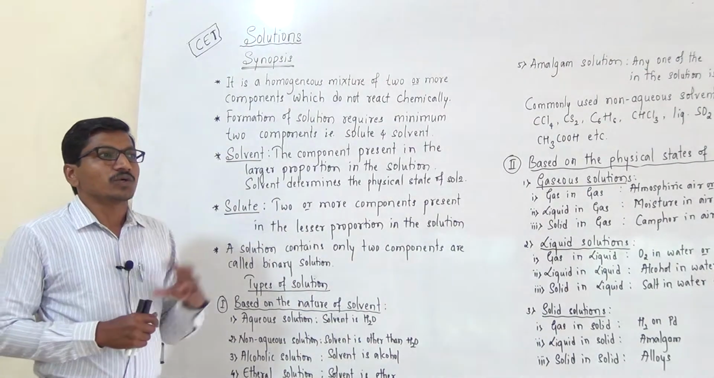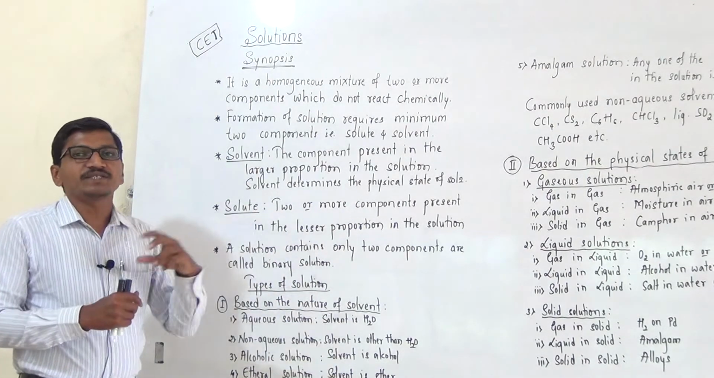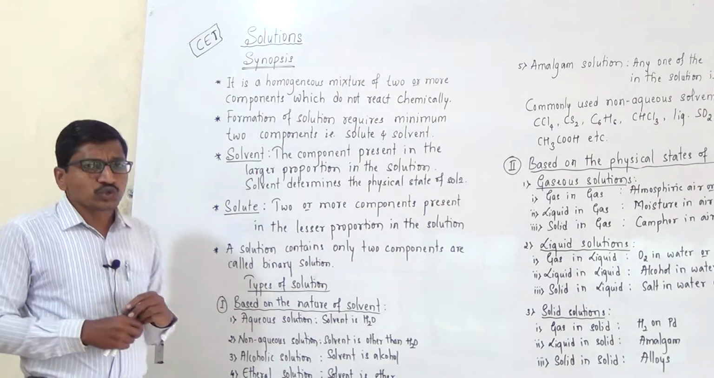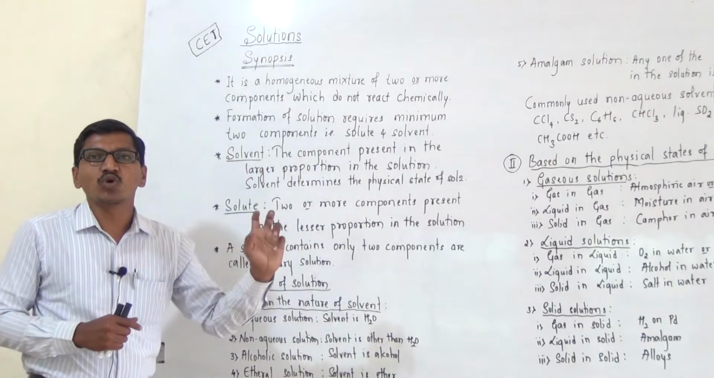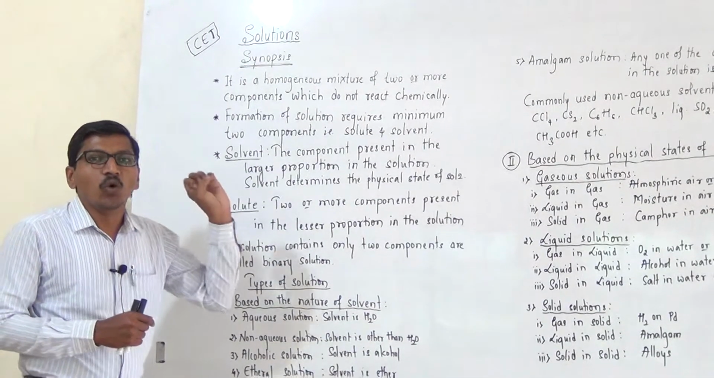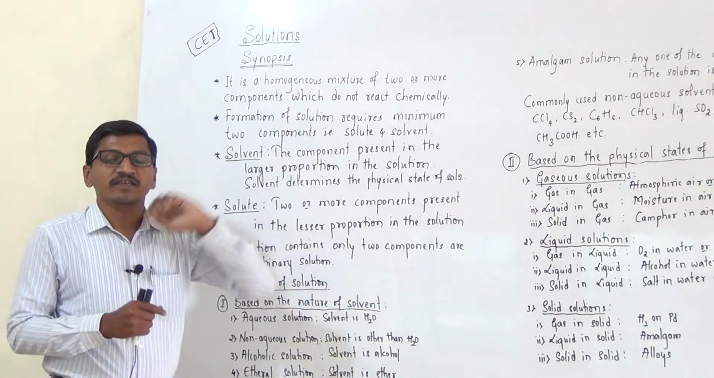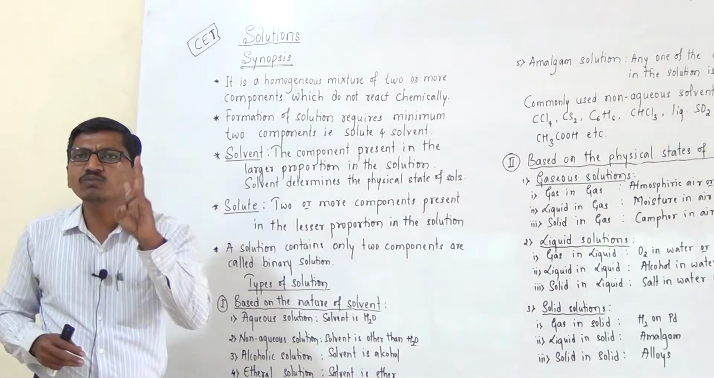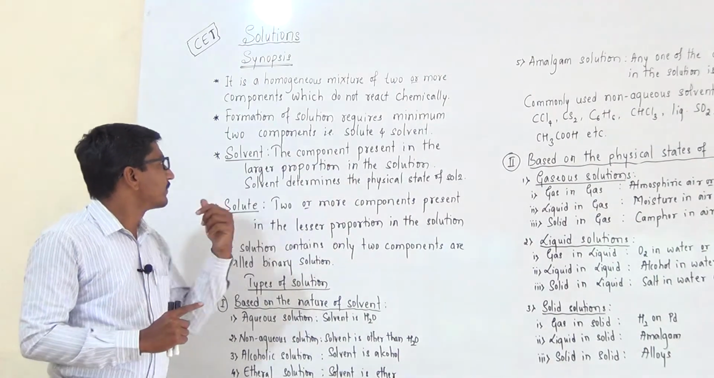Today we are going to discuss some points, a synopsis on the solution topic. Solution is a homogeneous mixture of two or more components which do not react chemically. The formation of a solution requires a minimum of two components: one is the solute and the other is the solvent.